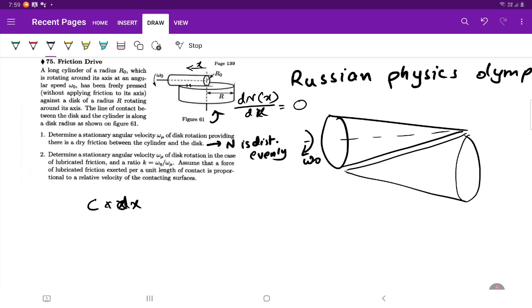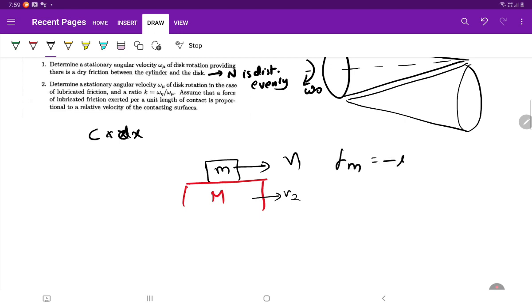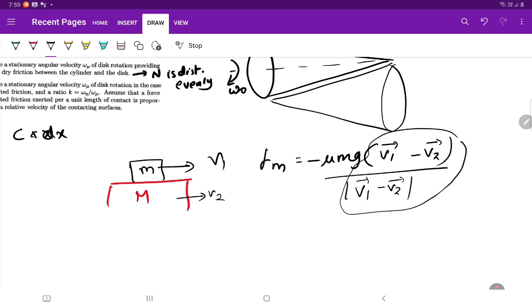Determine the stationary angular velocity. Now one thing you must know about friction is that, suppose you have a body of mass capital M and another body of mass small m. Suppose m moves with v1 and capital M moves slower than v1 with some velocity, suppose v2. Then what will be the friction on m? The friction acting on m will be minus mu mg into (v1 vector minus v2 vector) by the modulus of (v1 vector minus v2 vector). So this quantity gives the unit vector along the relative velocity. So yeah, we'll be using that theorem only.